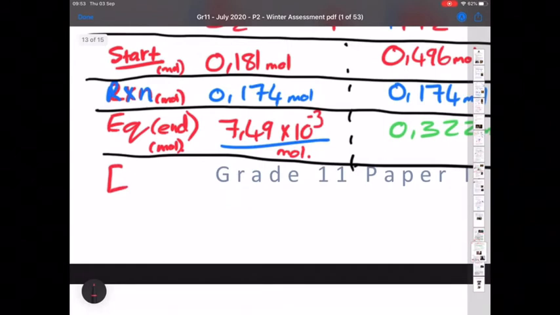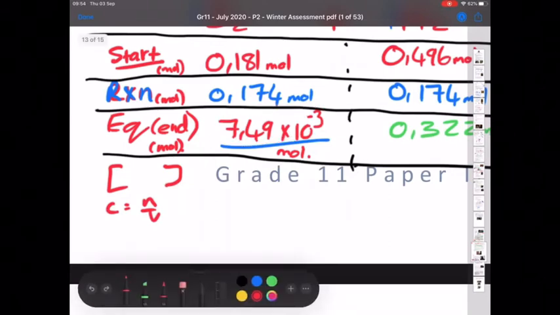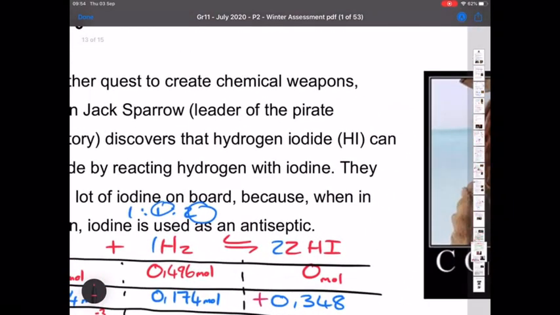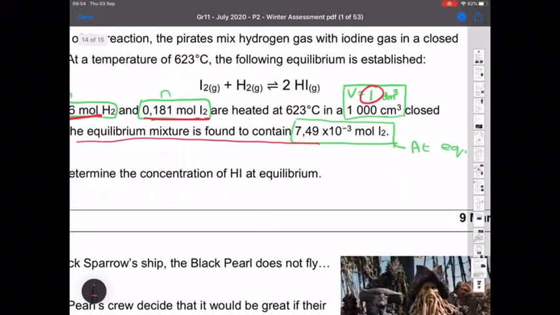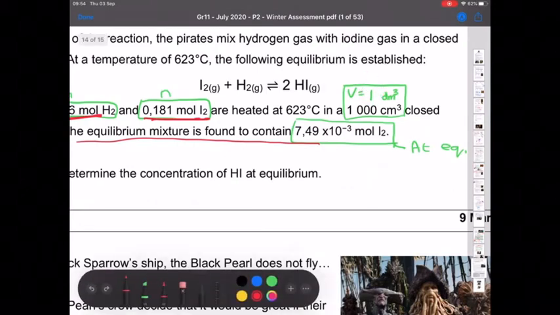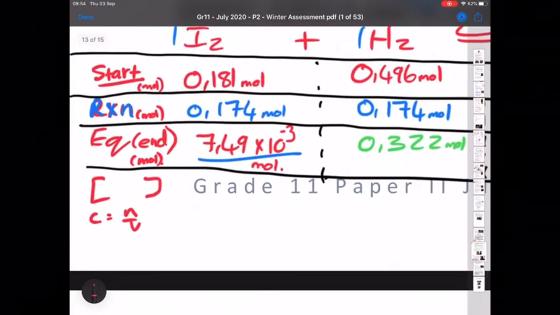At equilibrium, the concentrations. How do you work out concentration? C is equal to n over V. So the concentration is going to be this value divided by the volume. What was the volume? 1 decimeter cubed. In this case it was quite nice, because even if you didn't divide by the right value, you would have still got the right answer. But we won't always give you a value of 1 decimeter cubed. If this was 2 or 3 decimeters cubed, for example, you would need to divide by that value. Obviously a number divided by 1 will be that same number.